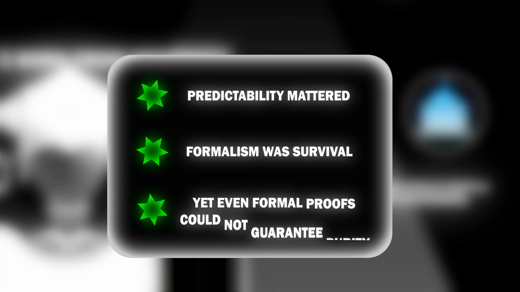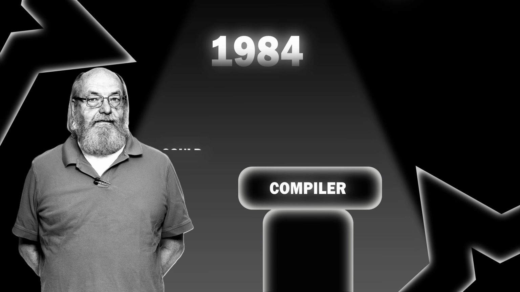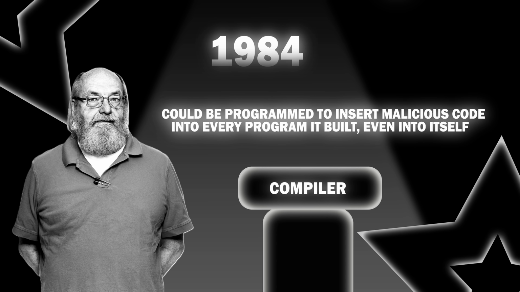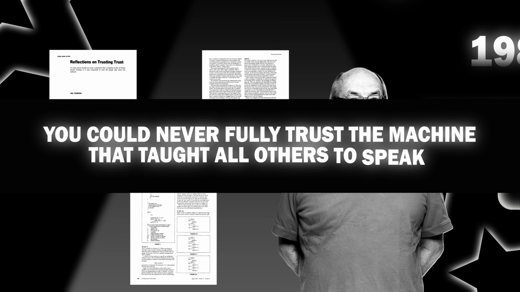Yet even formal proofs could not guarantee purity. In 1984, Ken Thompson demonstrated the unthinkable, that a compiler could be programmed to insert malicious code into every program it built, even into itself. His reflections on trusting trust talk exposed a paradox. You could never fully trust the machine that taught all others to speak.